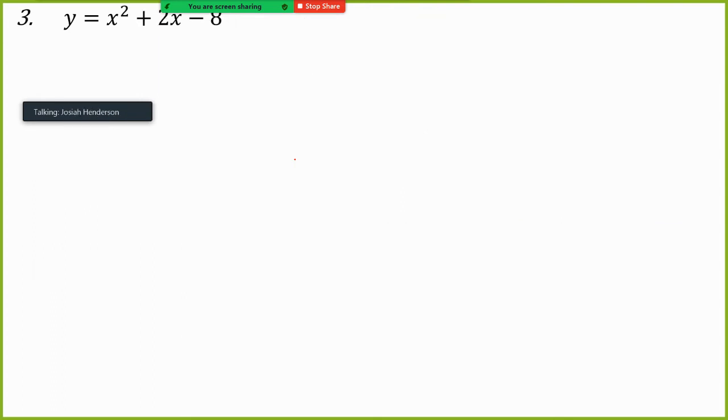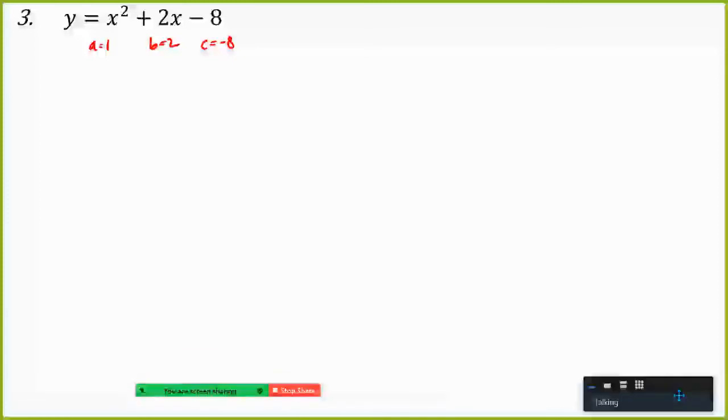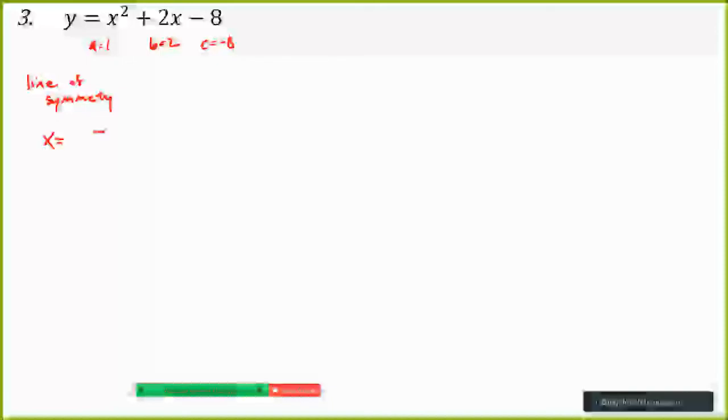Okay, number 3. Number 3 is the only one I gave you that's in standard form. So this one's a little extra work. We've got to figure out where to start. A is 1, B is 2, and C is negative 8. Now, if it's in this form, we don't know the vertex, right? So we're going to use that special formula, the line of symmetry or axis of symmetry: x equals negative b over 2a.